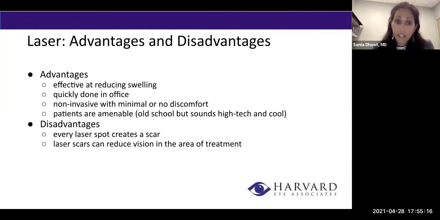But over time, if you have a lot of those lasers and if they get closer and closer to the center of the vision, then over time, that can actually reduce your vision in the areas that you've been treated. Back maybe 20 years ago, when we didn't have access to the injections that we have now, this was kind of all we had. So it was kind of the only option.